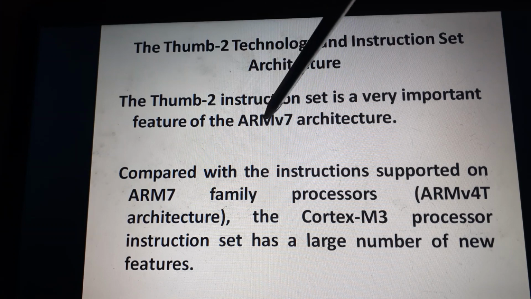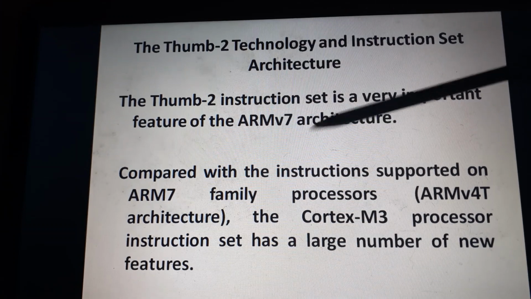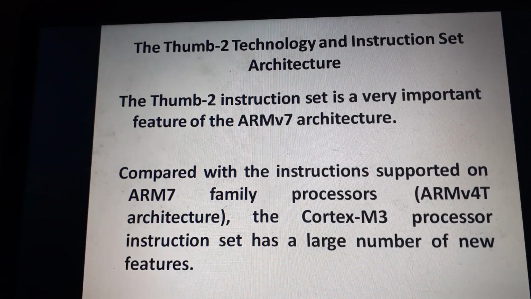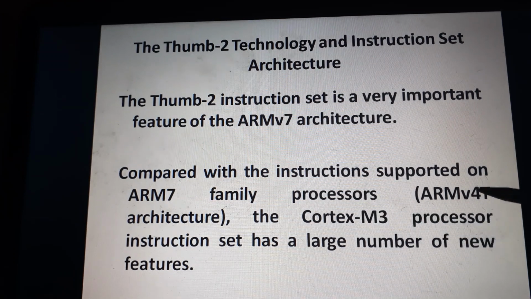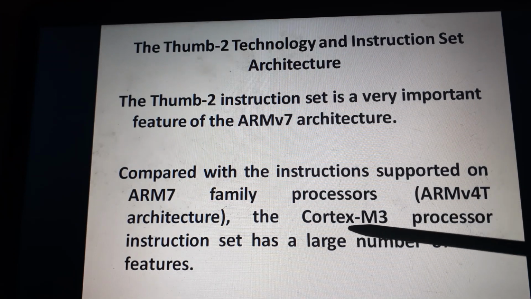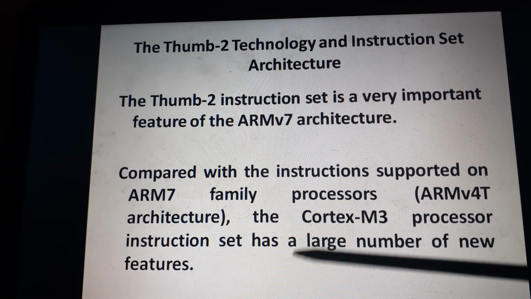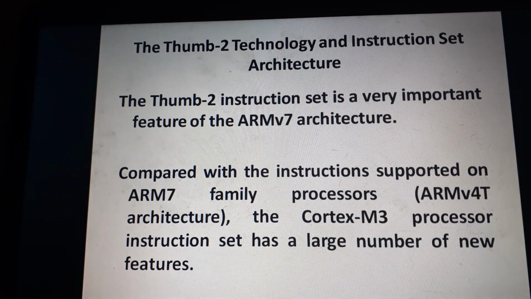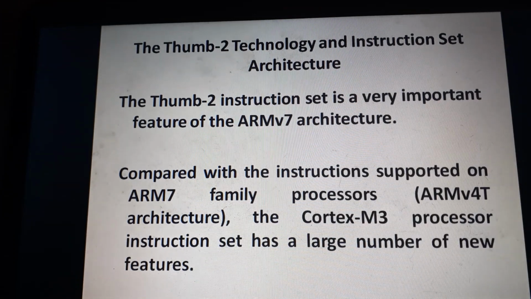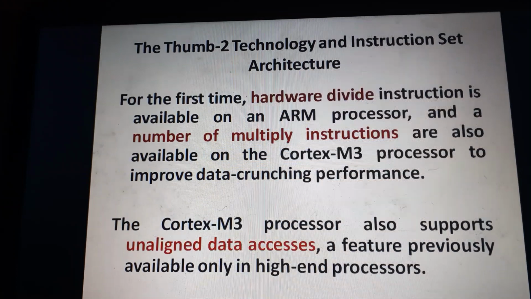The Thumb-2 technology instruction set is a very important feature of the ARMv7 architecture. Compared with instructions supported on ARM7 family processors, the Cortex-M3 processor instruction set has a large number of new features.